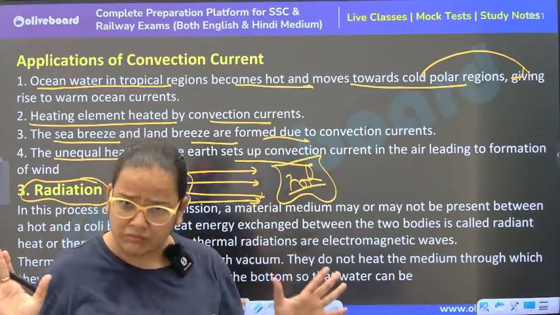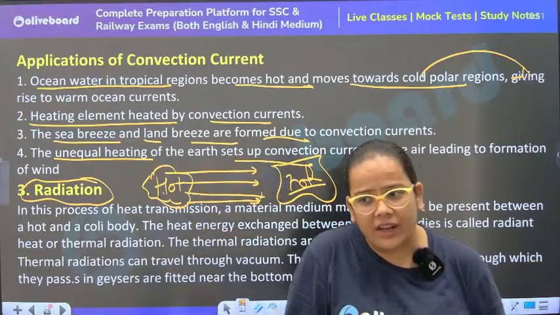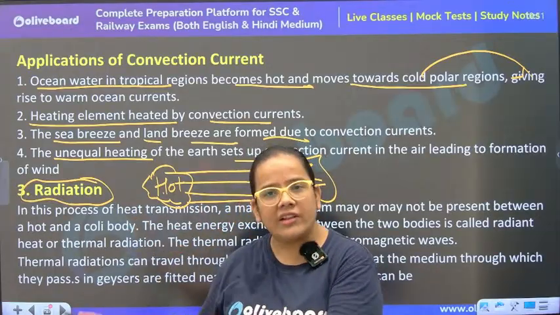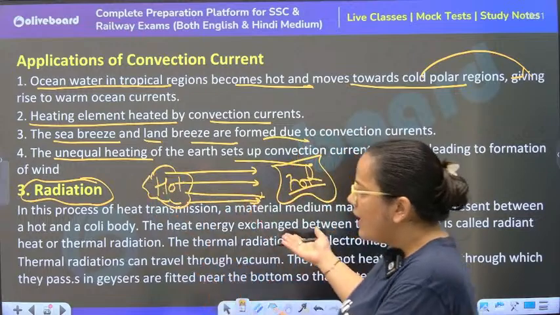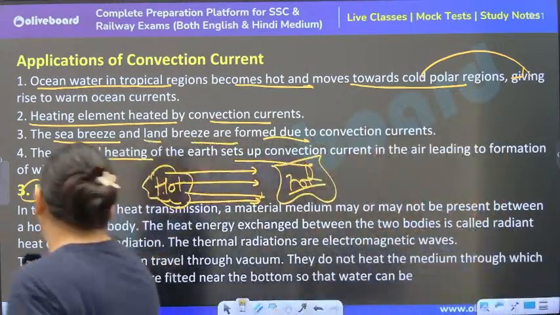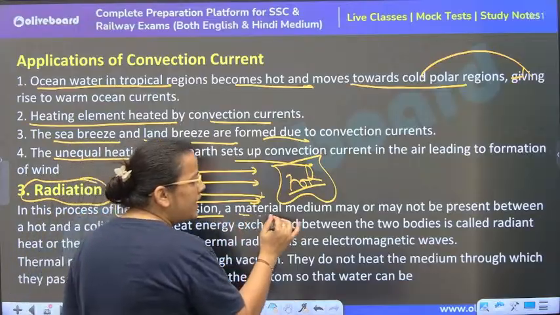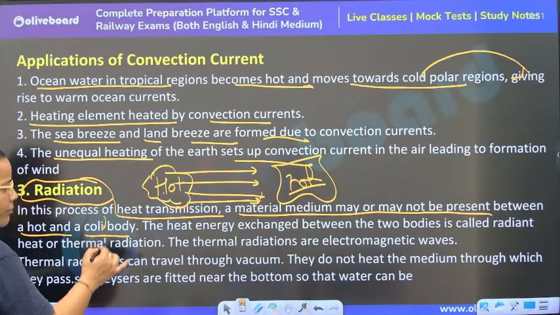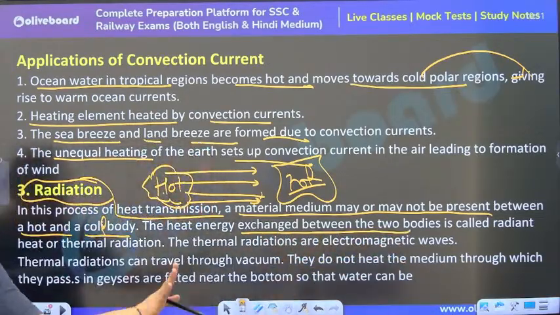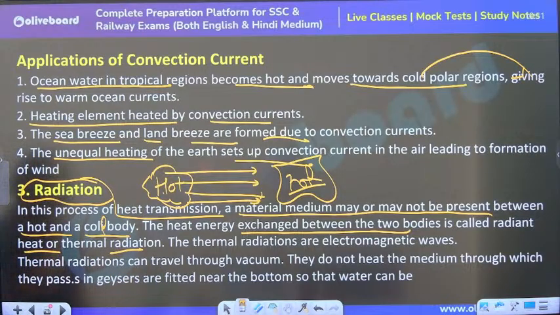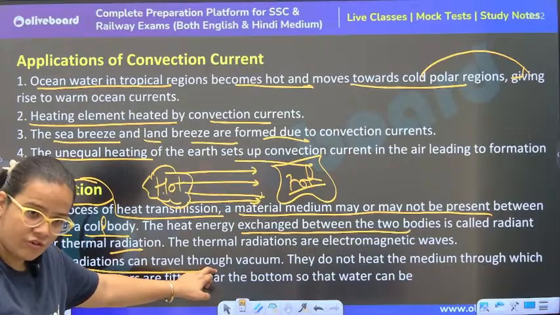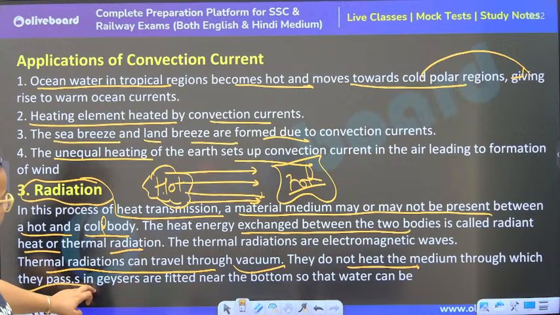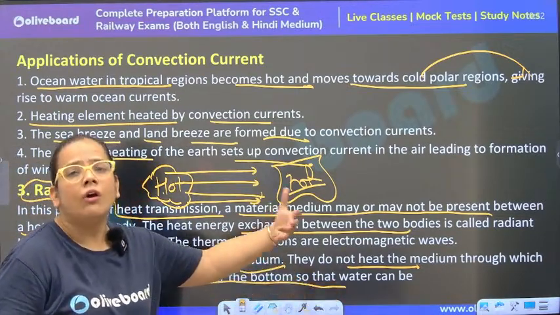The sun is a completely hot body, and because of this hotness, it gives off heat through some kind of waves, also raising the temperature of the earth or any other object. In this process of heat transmission, a material medium may or may not be present between a hot and a cold body. The heat energy exchanged between the two bodies is called radiant heat or thermal radiation. Thermal radiation consists of electromagnetic waves. Thermal radiation can travel through vacuum. They do not heat the medium through which they pass. A geyser is fitted near the bottom so that the water can get hot.